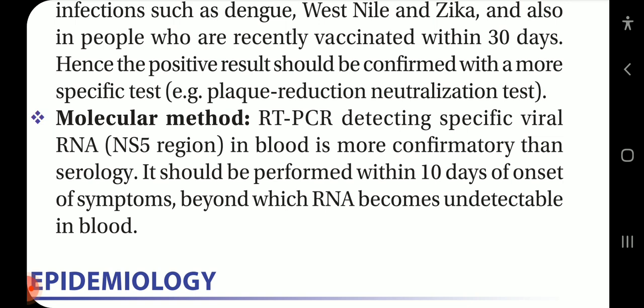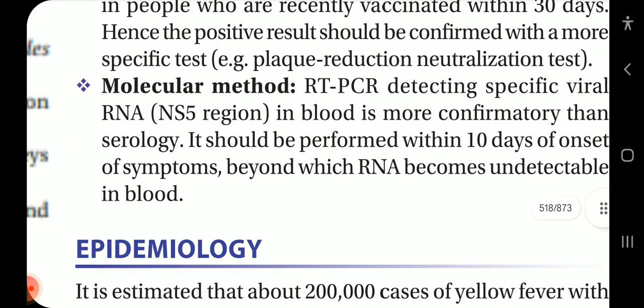Molecular method. RT-PCR detecting specific viral NS5 region in the blood is more confirmatory than serology. It should be performed within 10 days of onset of symptoms, beyond which RNA becomes undetectable in blood.